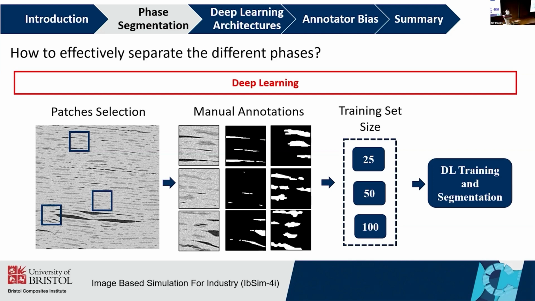As I said, now we have to generate the ground truths, and generating the ground truths is a high effort activity. We have to manually delineate where the voids are, where the dry areas are. And then once we have our set of images, we evaluated the deep learning performance using only 25 images, 50 or 100 images. We trained 3 models, and then we applied the models to segment the full tomograms.